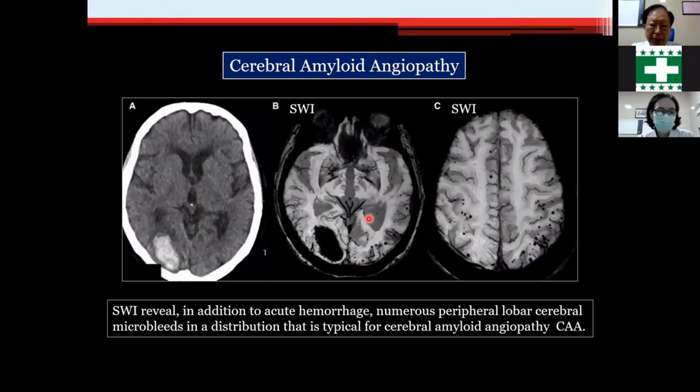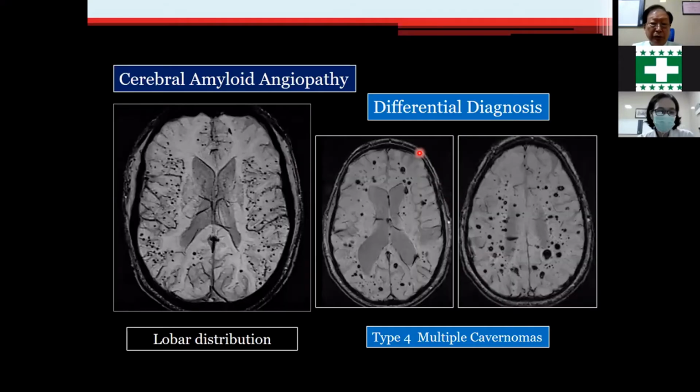Another example, this is a hemorrhage, and SWI is needed. You see these blood dots here, peripheral, lobar distribution. This is the amyloid disease. Now the differential diagnosis of amyloid is very difficult to differentiate from multiple cavernomas, which will be the next topic we are going to discuss. Cerebral amyloid has a peripheral type, and multiple cavernomas, type 4 cavernoma, are the differential diagnosis.